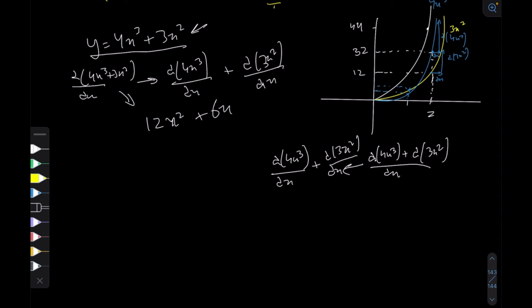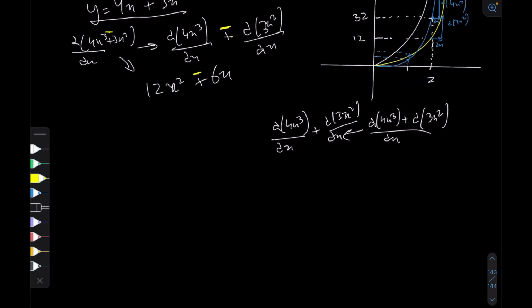Right? And of course, if there was a minus sign over here, this would also be a minus sign, and so would be this, right? So whenever you have even many terms, not just two, whenever you have plus or minus, you can just differentiate them separately, right?